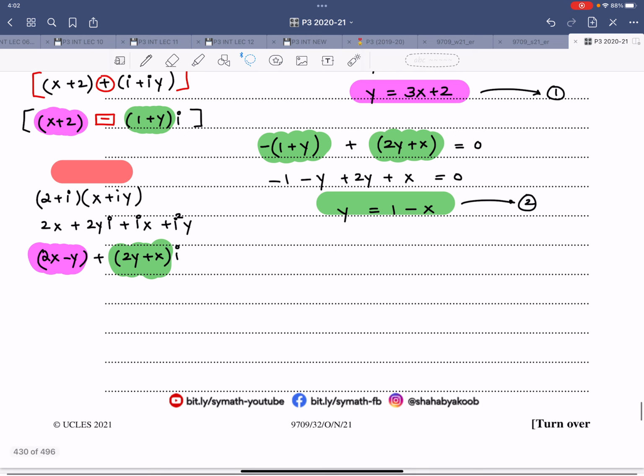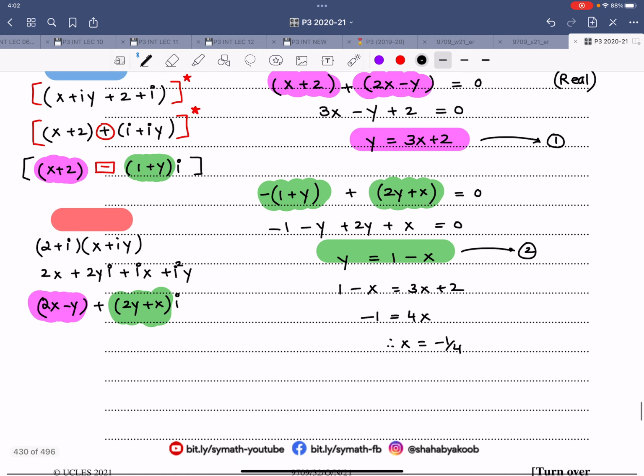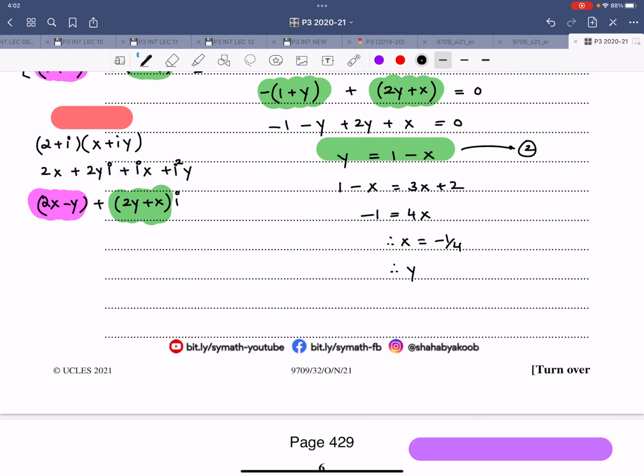So therefore, they both are equal to y. So therefore, 1 minus x equals 3x plus 2. Therefore, 4x equals 1 minus 2, which is negative 1. Therefore, x comes out to be negative 1/4. y equals 1 minus x. y equals 1 minus negative 1/4, which comes out to be 5/4. Therefore, the complex number z is x plus iy. Therefore, minus 1/4 plus 5 over 4 i. This is the final answer for this particular part.